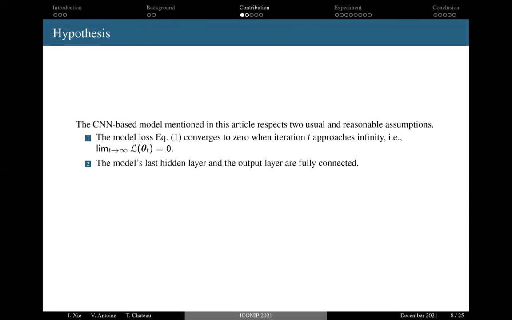Now, I'm going to introduce the proposed method. The model mentioned in this article respects two usual and reasonable assumptions. First, the model loss converges to 0 when the iteration T approaches infinity. Second, the model's last hidden layer and the output layer are fully connected.